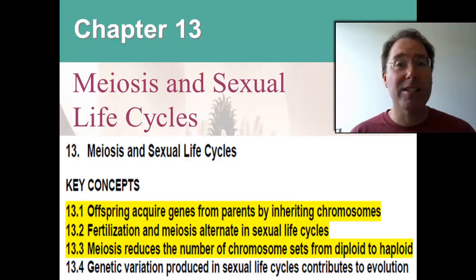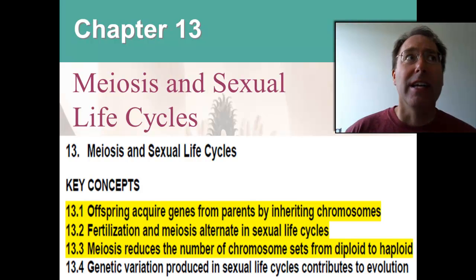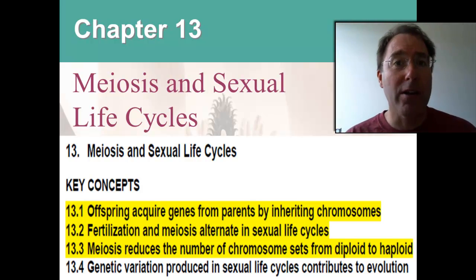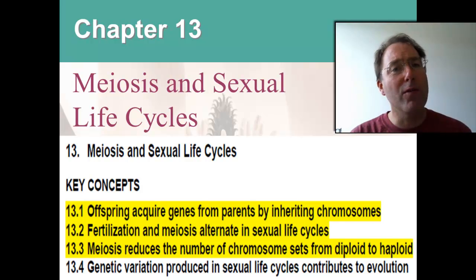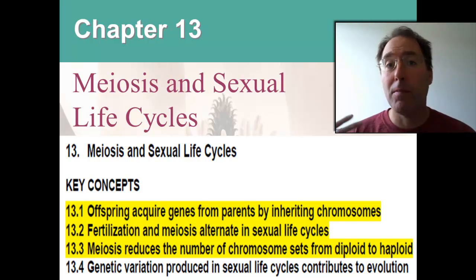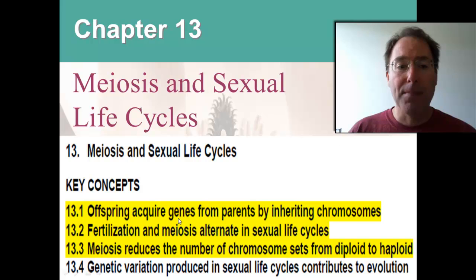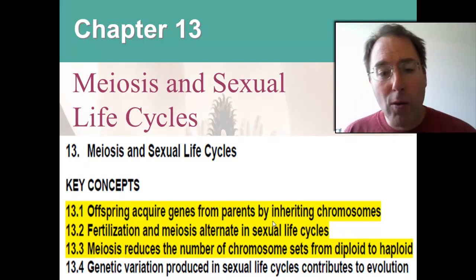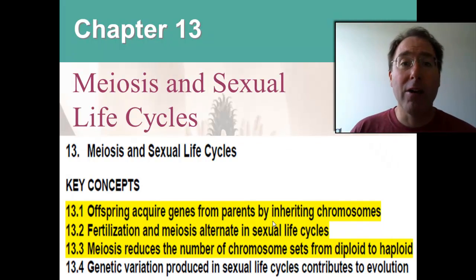Chapter 13 talks about how information is passed on from generation to generation. These are in the form of things called genes, and they're parts of DNA. If you notice here, 13.1, we're going to talk, it's just a few minutes long, about how offspring acquire genes from parents by inheriting chromosomes from them. Then we're going to get into a little bit more information on meiosis and fertilization.